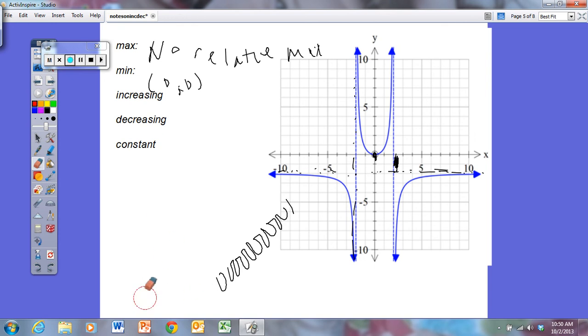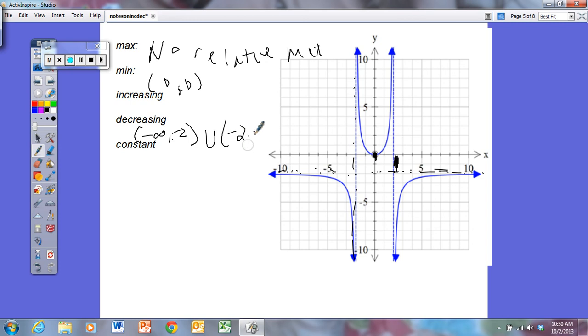But every time the x gets closer to -2, the y is going down. We're getting smaller. So it's actually decreasing from -infinity all the way till x equals -2. Then the graph hops up here. And now from here to the min, it's also decreasing. So it's also decreasing from -2 to 0.